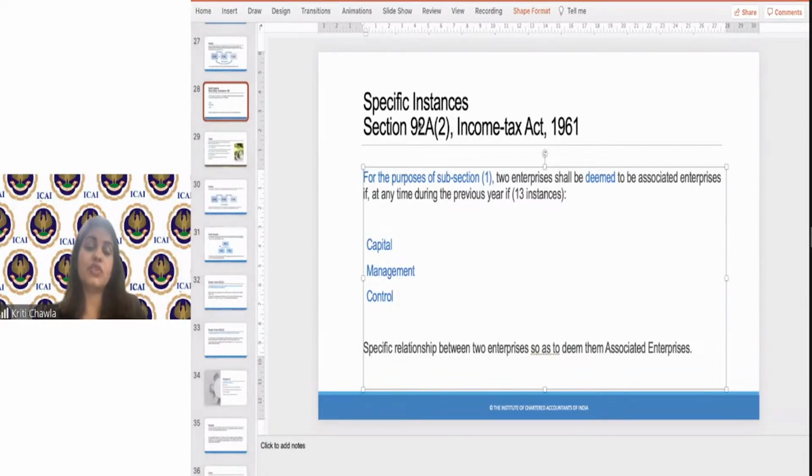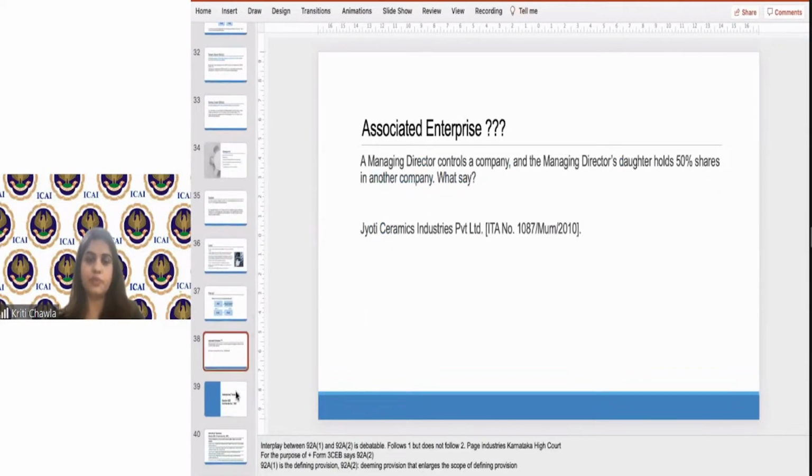But then there are case laws on both sides, and I cannot conclusively say which exact condition is to be followed, or whether there is an interplay between the two or not. But if you look at it practically, we always make sure that all the enterprises are related to each other under 92A(2), because we have to put them under which section they are related in the transfer pricing return, and we can do that only if they are related under 92A(2) too. So we have to follow 92A(2).